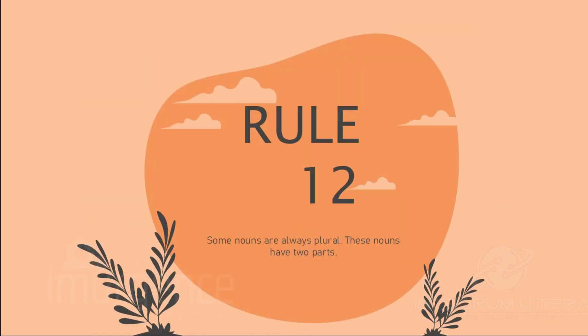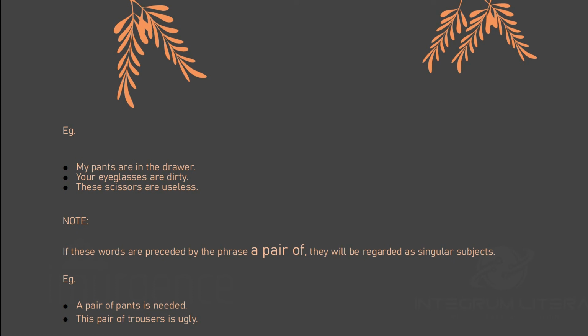Let's move on to rule number 12. Some nouns are always plural. These nouns have two parts. My pants are in the drawer. My eyeglasses are dirty. These scissors are useless. So basically there are certain nouns which are always plural, so you would go ahead and use a plural verb form.